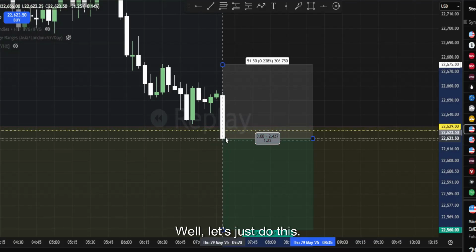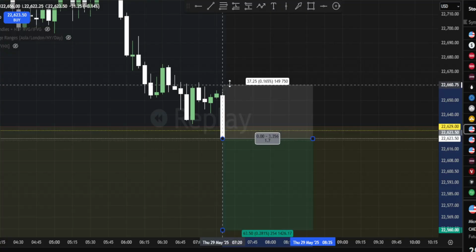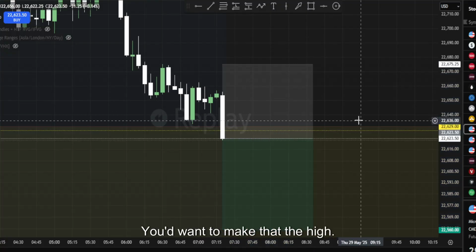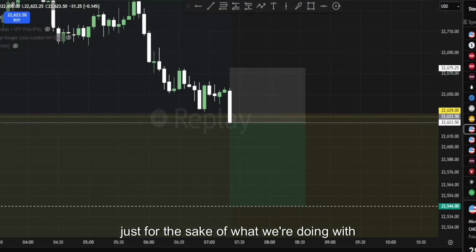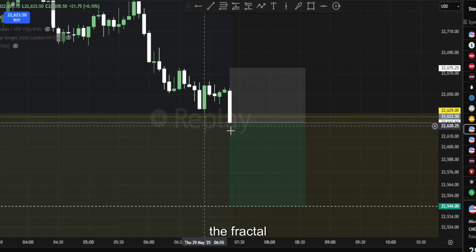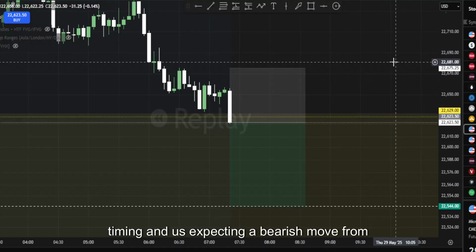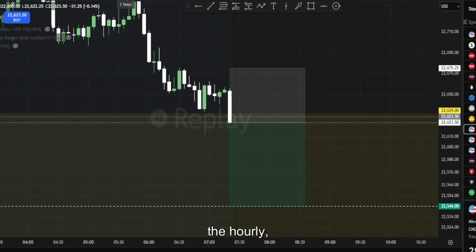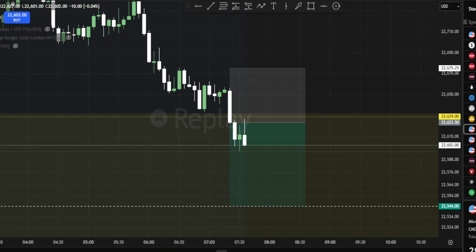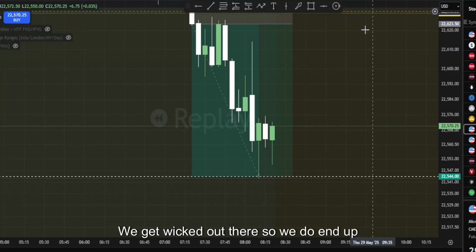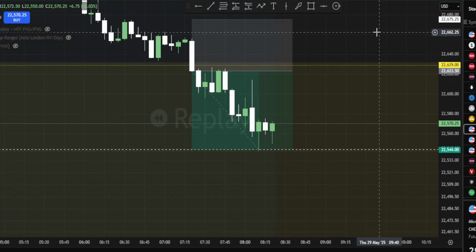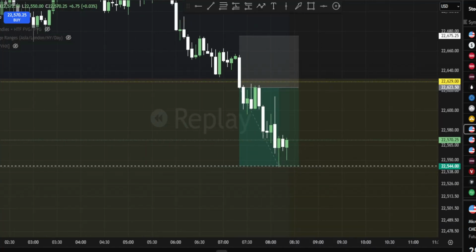Well, let's just do this. We could make this the high. Actually, you really wouldn't want to do that. You'd want to make that the high. This is a trade that I would not take, but just for the sake of what we're doing with the fractal timing and us expecting a bearish move from the hourly, let's see if we get that on the 5. And we get wicked out there. So we do end up getting it barely, but it works.